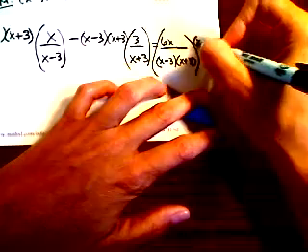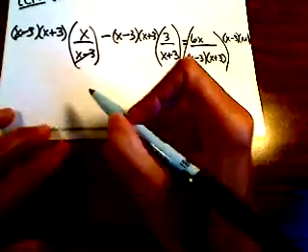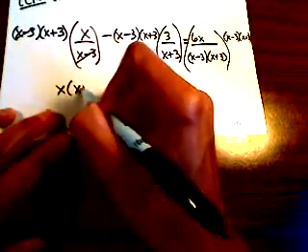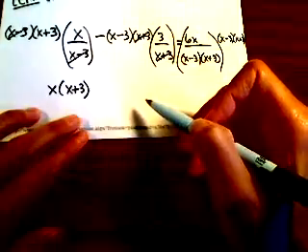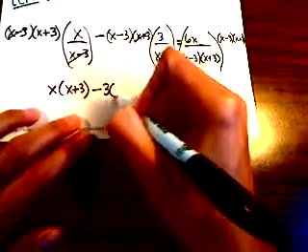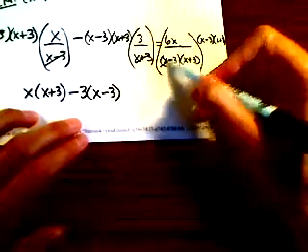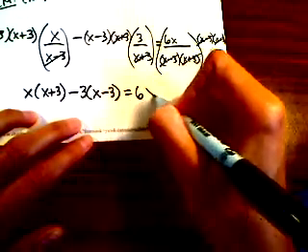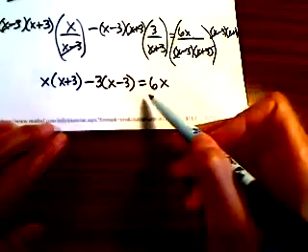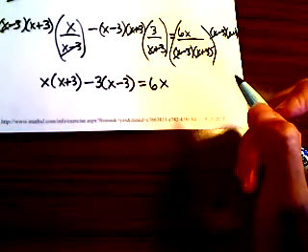All right, so over here, x minus 3's will cancel, and you're left with x times x plus 3. And then here, x plus 3's will cancel, and we're left with a minus 3 times x minus 3. And then over here, x minus 3's cancel, x plus 3's cancel, and we're left with 6x. Okay, so what we're solving now is this, and we no longer have fractions in the denominator.